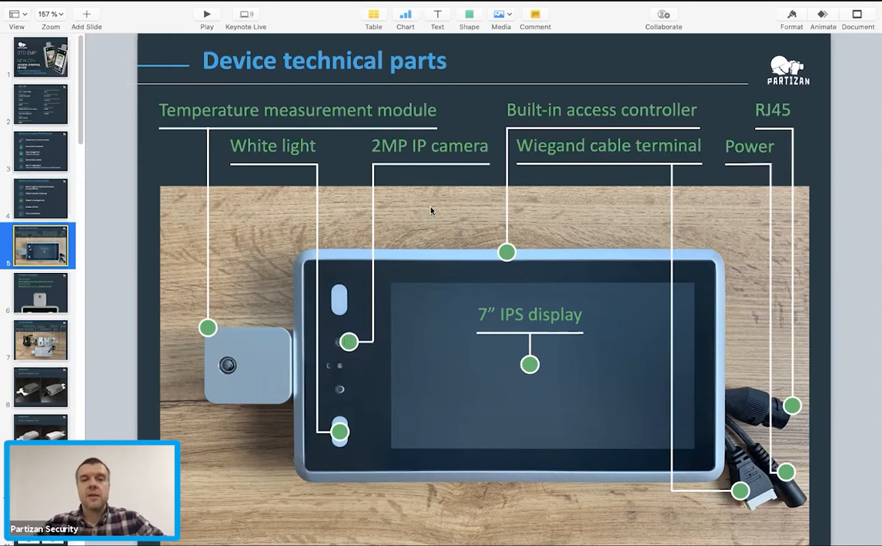Here in the center, this is the 2-megapixel IP camera. It's not a classic IP camera, it's a stereo camera, like a 3D camera, which can help you not only to recognize your face, but also to recognize if it's a real person or not.